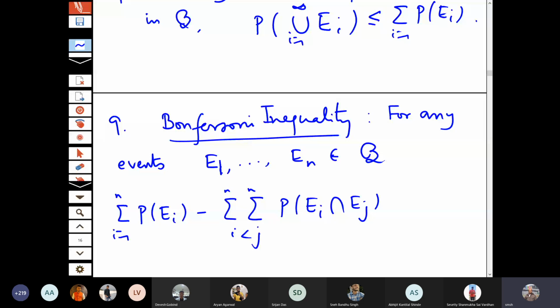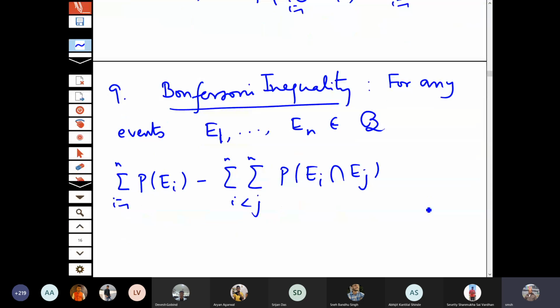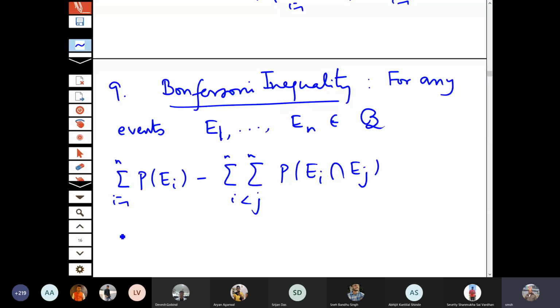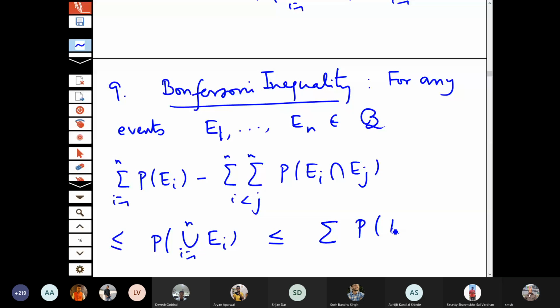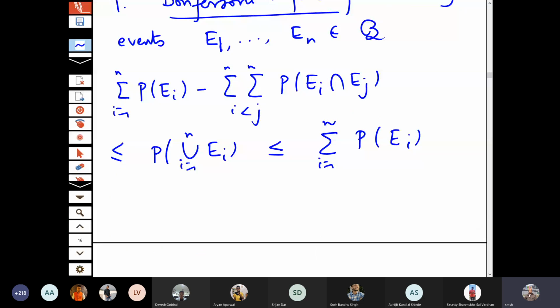Summation of the probabilities minus double summation of the probability of intersection taking 2 at a time is always less than or equal to the probability of the union, and that is always less than or equal to sigma probability of Ei. Again, I will not be proving all this. All these results you can prove. I will leave it as an exercise here.